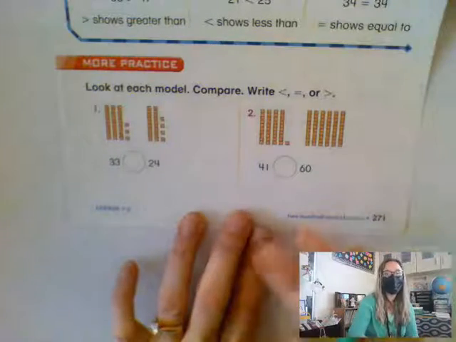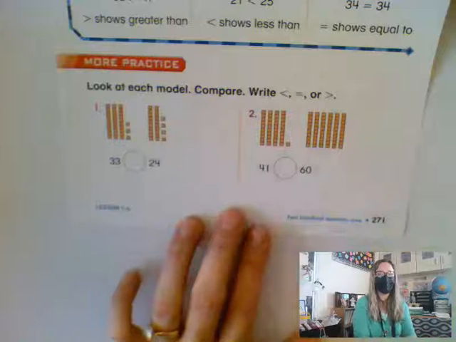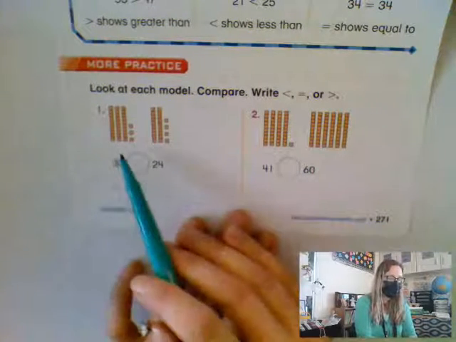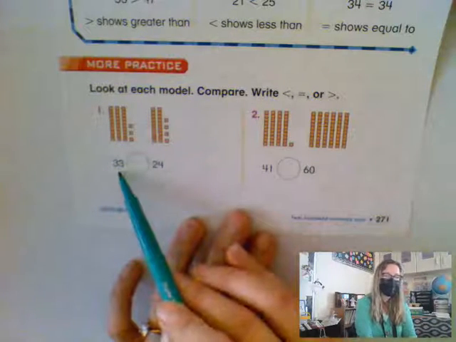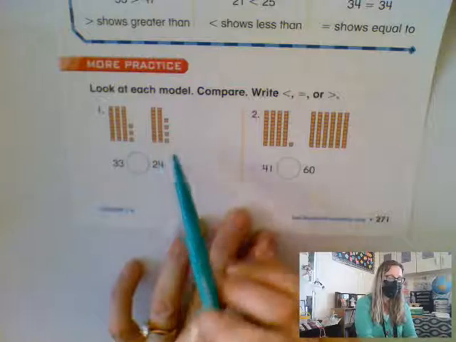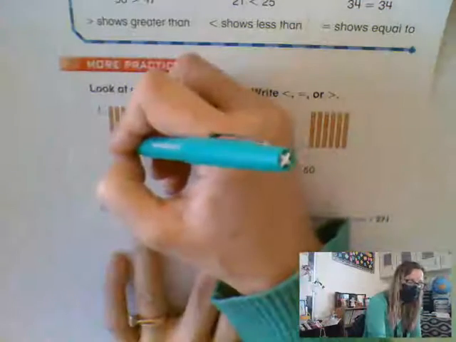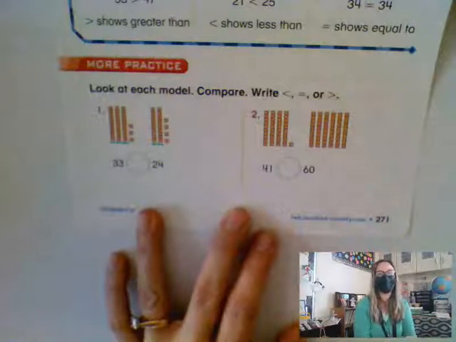It says, look at each model, compare, and write less than, equal to, or greater than. So let's have Jacob look at number 1. Here I have 1, 2, 3 tens and 3 ones, so 33. Here I have 1, 2 tens and 1, 2, 3, 4 ones. So if I start by comparing my tens, which one has more tens, Jacob, 33 or 24?